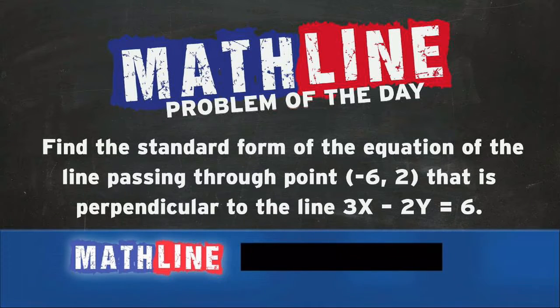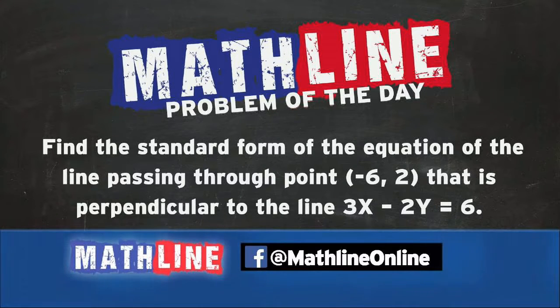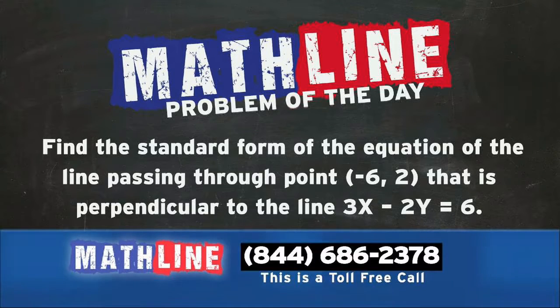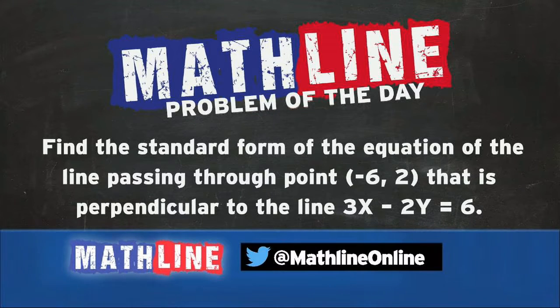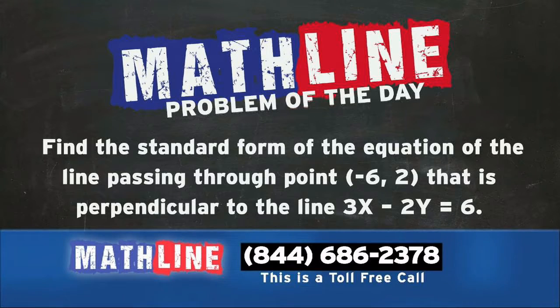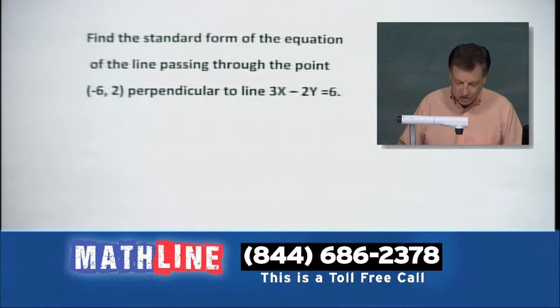Here it is. And we're going to take a little algebra tour today. Find the standard form of the equation of the line passing through the point negative 6, 2, that is perpendicular to another line, 3x minus 2y equals 6. That's a mouthful. Let's go ahead and take a look and see what we're going to do with this mouthful of work.